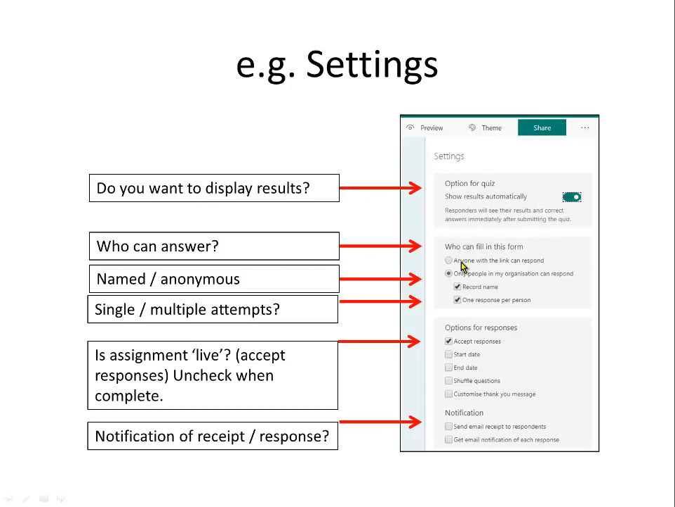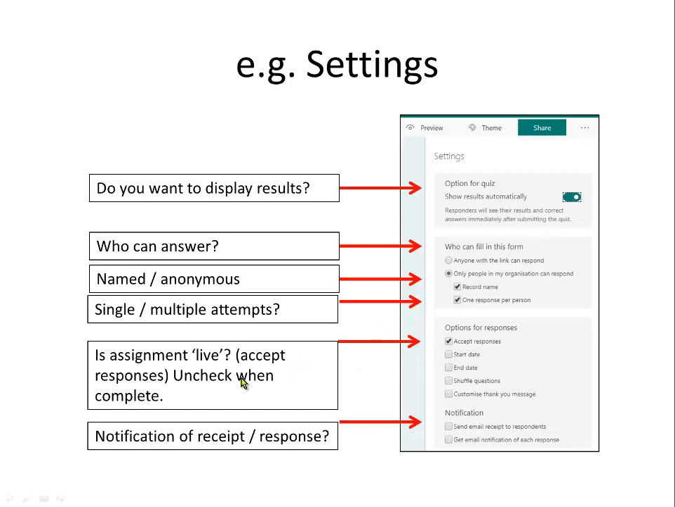Decide who can answer. If this is a quiz which is just for school, which is normally the case, you just have it's only for people in my organisation. And I would recommend that you always know who it is, know their name. Also make it so that it's just a single attempt, so they can't keep going back and changing it.